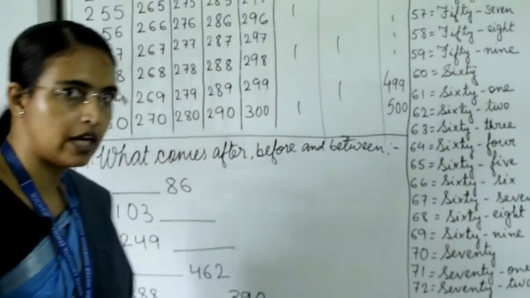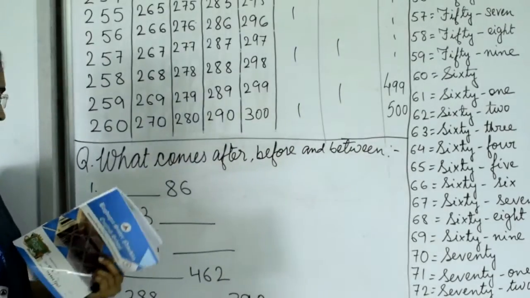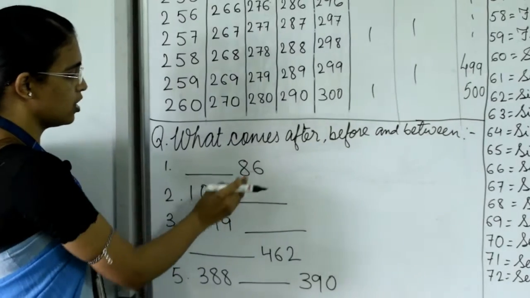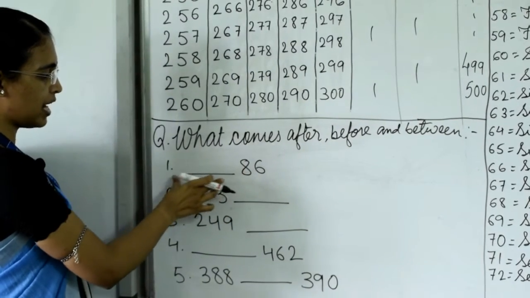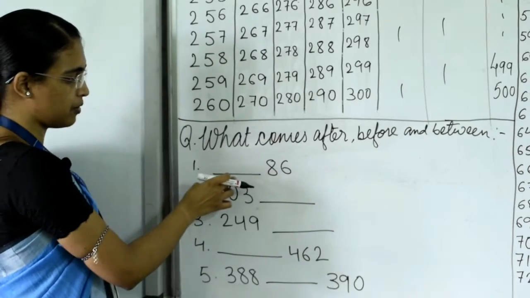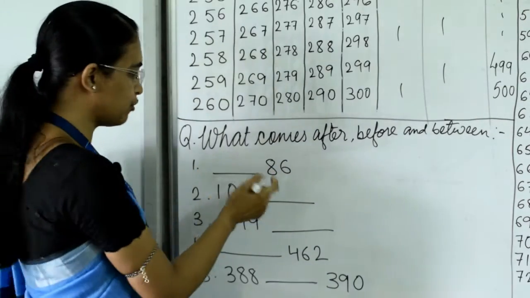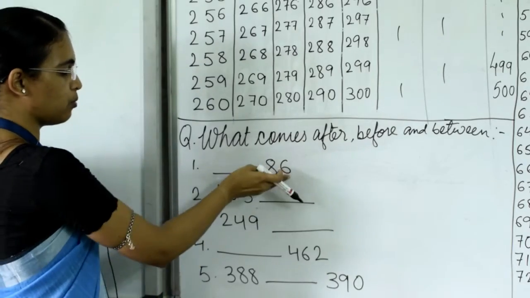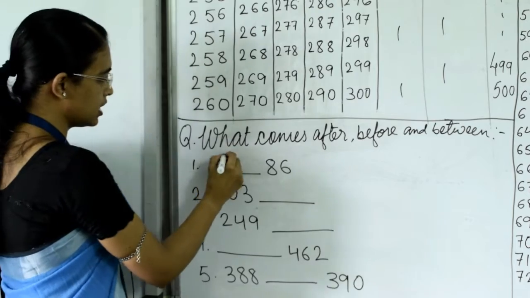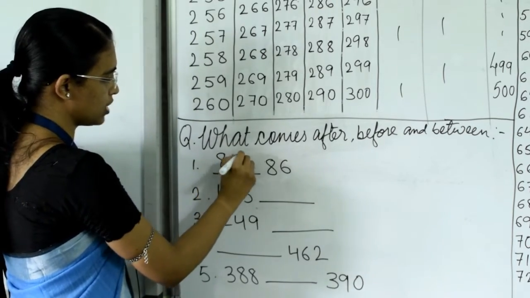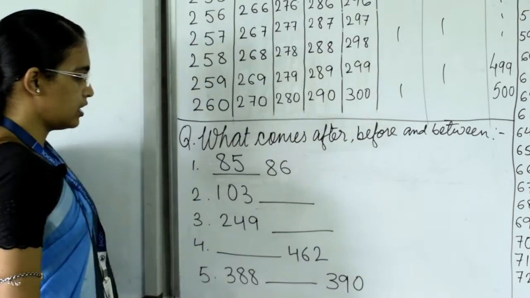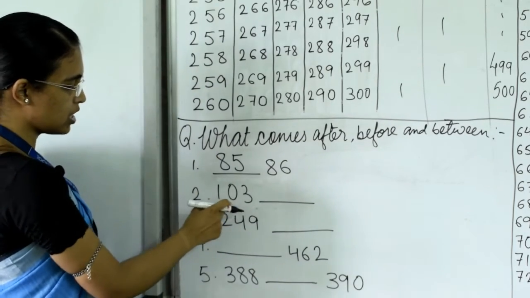Now look here at the board, I have written the question. Now which number is this? This is 86. So what we have to find out, where is the dash? Before this number, right? So we have to find out the before number of 86. So which number comes before 86? 85. So the answer is 85. 86 के पहले क्या आता है? 85.